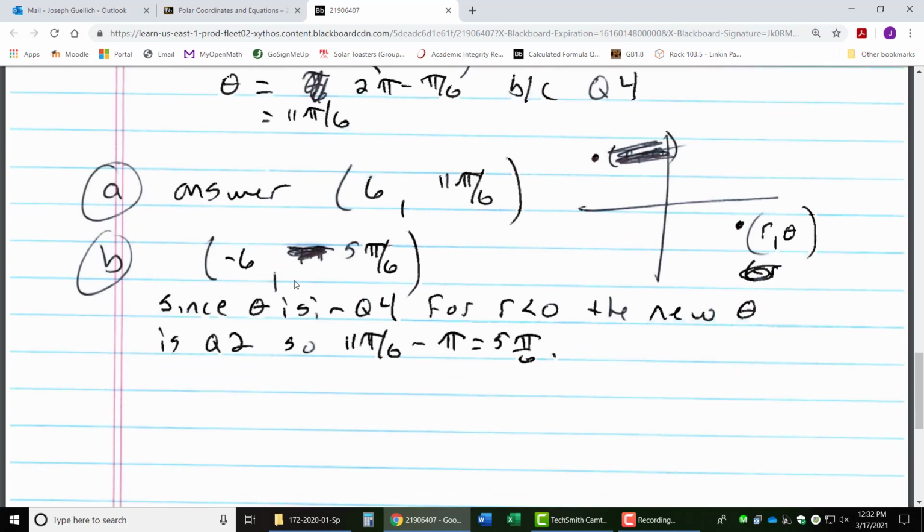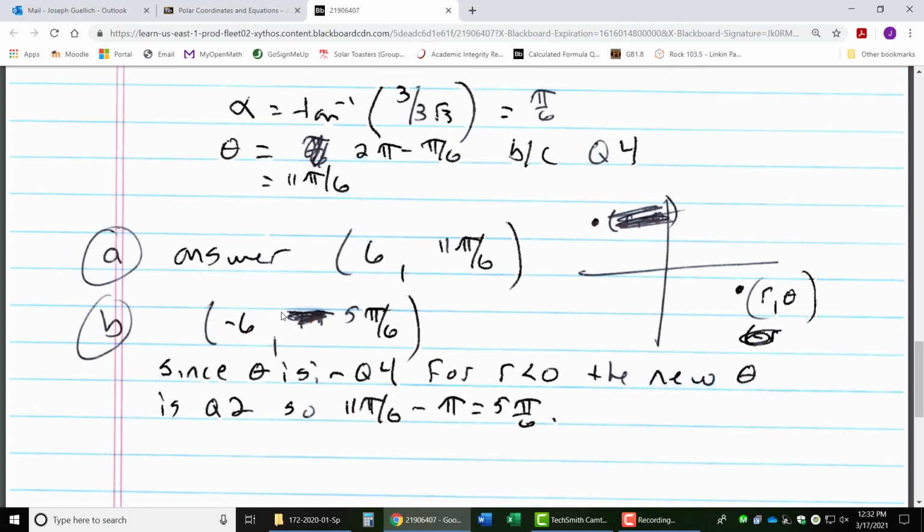So for the next part, we want to change it so that we can have a negative 6 for the radius, which means the angle has to be in the opposite quadrant. So 11 pi over 6 is in quadrant 4. You can see the point right there.